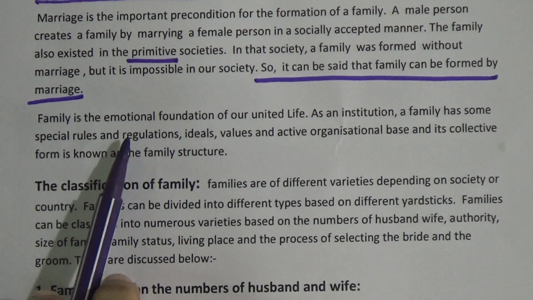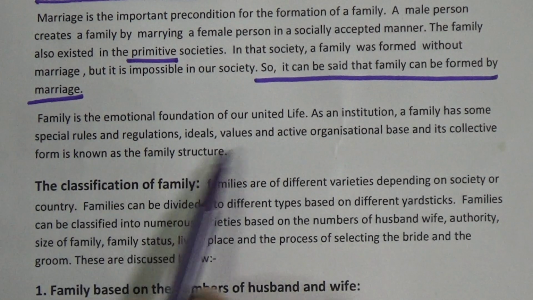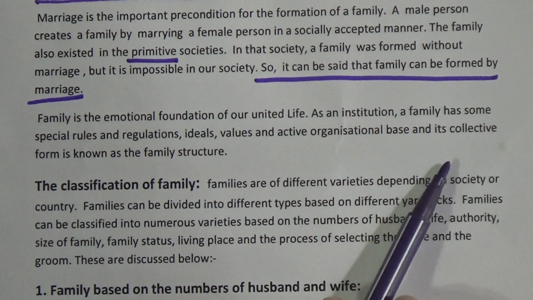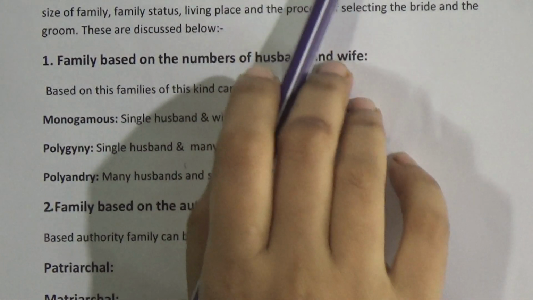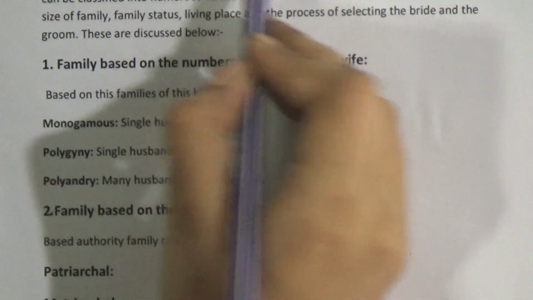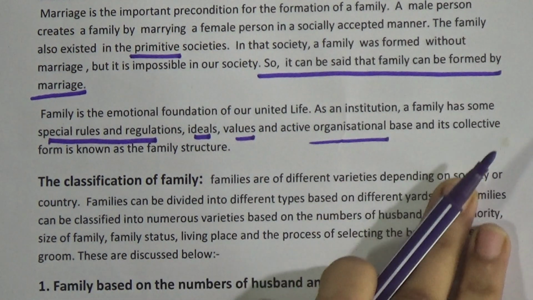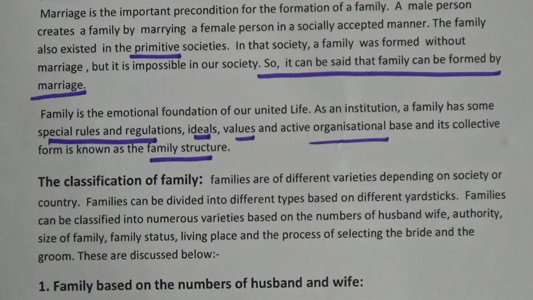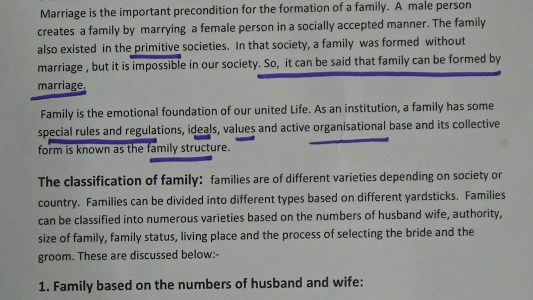Family is the emotional foundation of our united life. As an institution, a family has some special rules and regulations, ideals, values, and an active organizational base, and its collective form is known as the family structure. So in a family, dear students, which is an institution of the society, we get some special rules and regulations, ideals, values, and an active organizational base. This is the base by which a family is formed, and all these things together are called family structure. So if we are asked what family structure is, it is the organization where we can get rules, regulations, ideals, values, and its base.